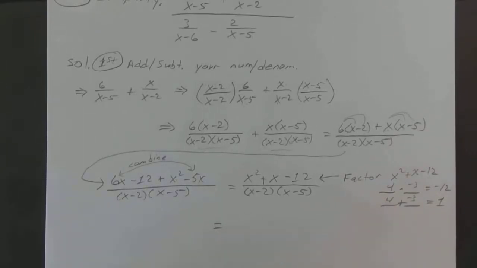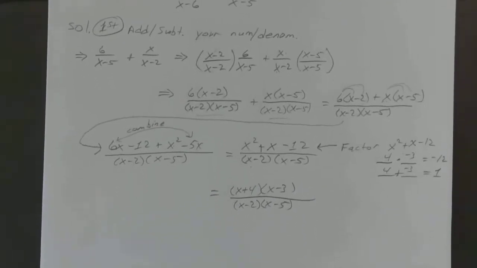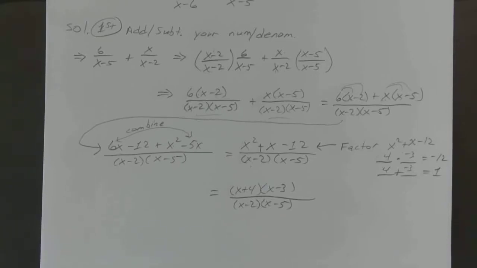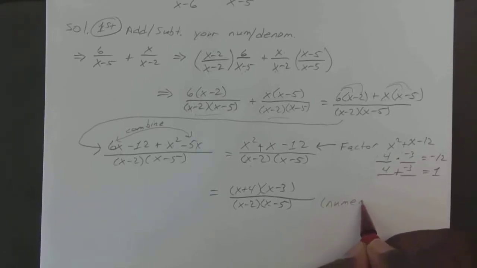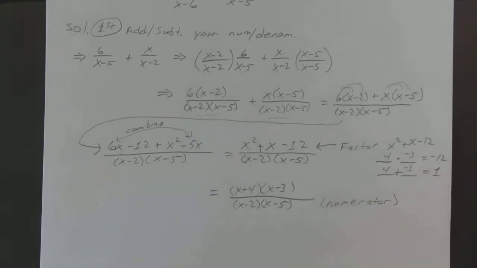Okay, so that's going to equal x plus 4 times x minus 3 all over x minus 2, x minus 5. Okay, so it's a little bit longer than the ones before. So that's just our numerator. Now we have to do the same thing with our denominator.